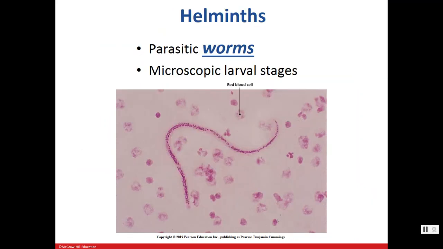Helminths, of course, include the parasitic worms. These would be things like pinworms, roundworms, tapeworms, all those different groups. And so even though their adult stages are macroscopic, their larval stages are microscopic, so we will study them in this chapter or in this semester. But more importantly, they are in fact human pathogens, so we're going to study them for that reason.